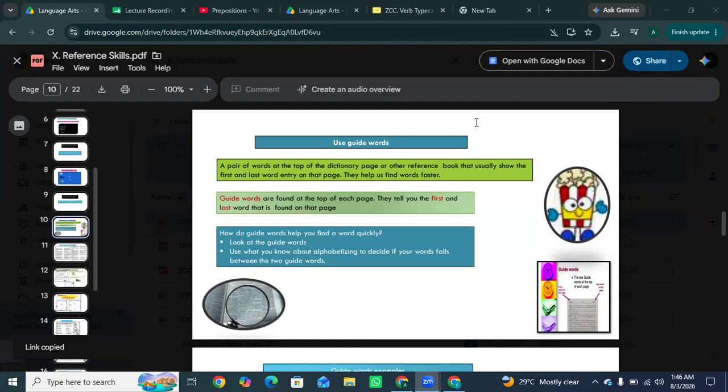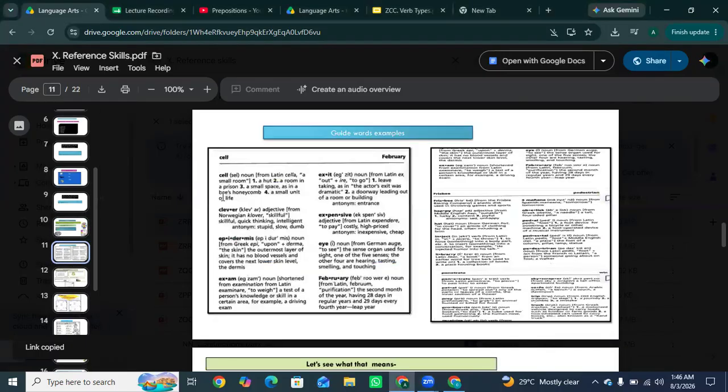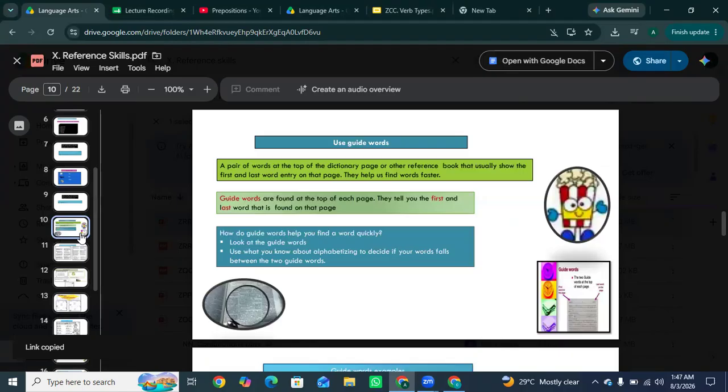Guide words are the pair of words printed at the top of our dictionary pages, like this. Basically they show the very first word and very last word on that specific page. Look at the guide words to check if your word fits alphabetically between them, so you don't waste time scanning every single page.